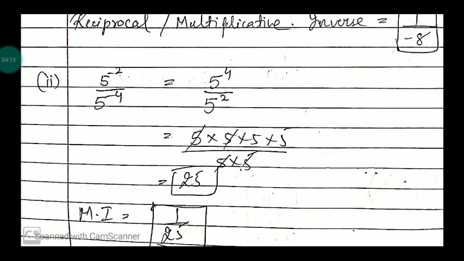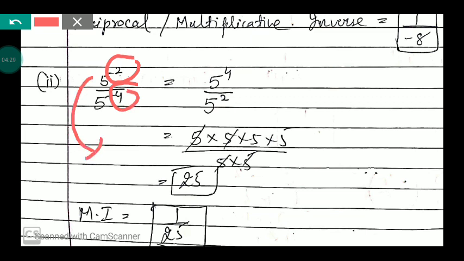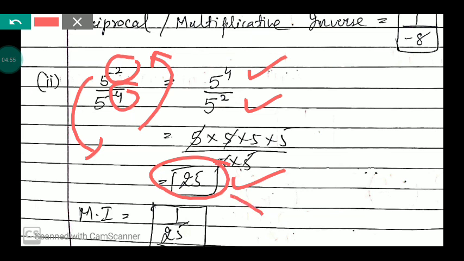So this is our final answer. Next question. 5 raised to minus 2 upon 5 raised to minus 4. Here you can see both the powers are in negative form. So interchanging their places, 5 raised to 2 will go down and 5 raised to 4 will go up. So both the powers turn into positive ones. Now simplify and get the answer. Now its multiplicative inverse will be 1 upon 25. The answer we obtain here, we always take the reciprocal.